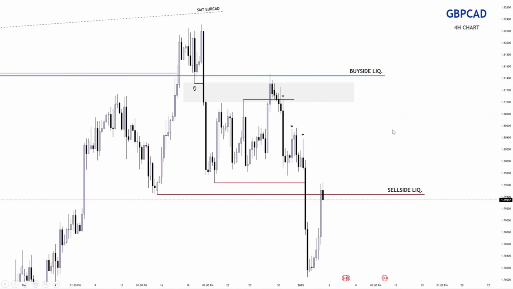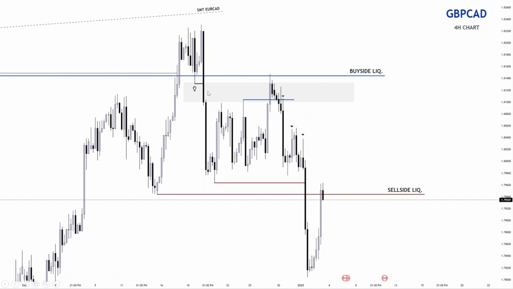Our framework behind this trade is that we have taken buy side liquidity and now we are going to our sell side liquidity. That's our framework, and we need confirmations on lower time frames that could lead us to possible trade opportunities with the safe stop loss placement as well.